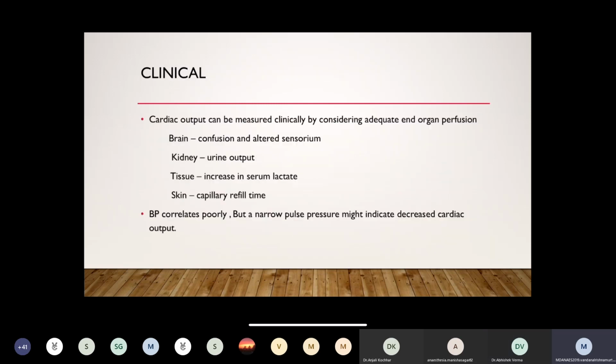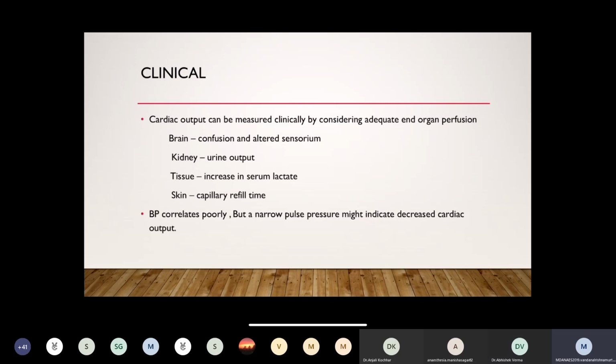Clinically, cardiac output can be assessed by considering adequate end-organ perfusion. In case of the brain, if ischemia occurs, there will be confusion and altered sensorium. In case of the kidney, there will be decreased urine output. In case of tissue, due to anaerobic metabolism, there will be increased serum lactate. And in case of skin, capillary refill time will be more than 2 seconds.